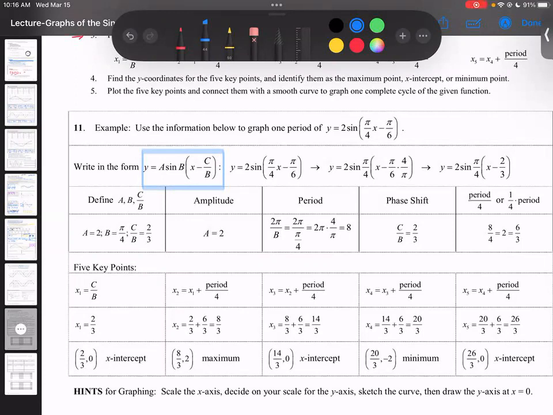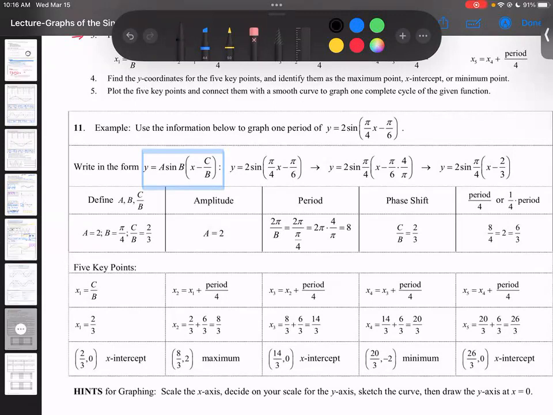So if I were to factor out pi over 4, let me ask you something. Write this down. If I have 2x minus 1, and I factor out 2, what's left? X minus what? 1/2. Right? So 2 times 1/2 gives you back 1. Or 2 times negative 1/2 gives you back negative 1. Right? So be careful.